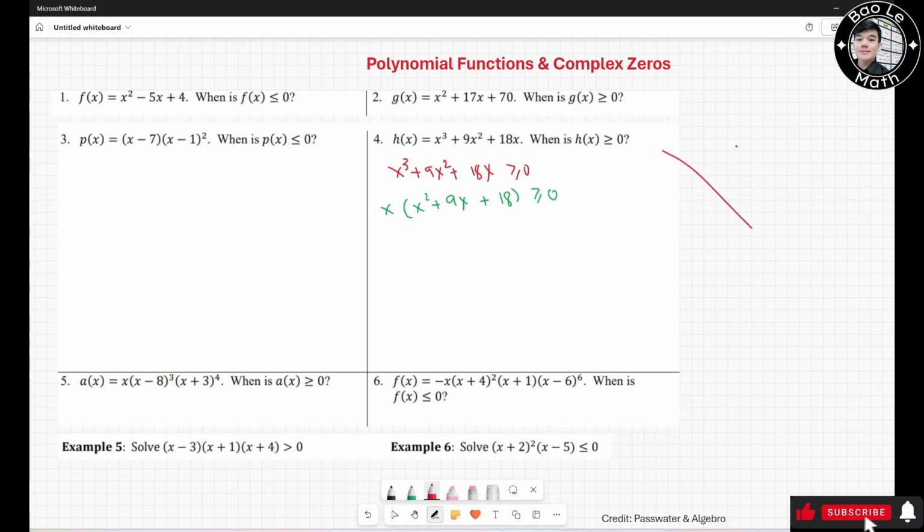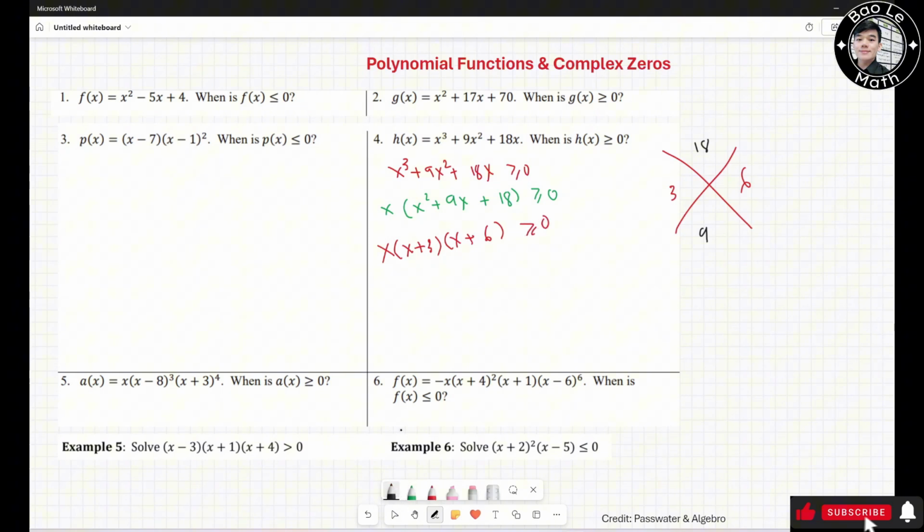So I need to use the X method. I have 18 right here and 9 right here. I need to find two integers that multiply to 18 and add up to 9. So I have 3 and 6. So I have s times (s plus 3) times (s plus 6) greater than or equal to 0.